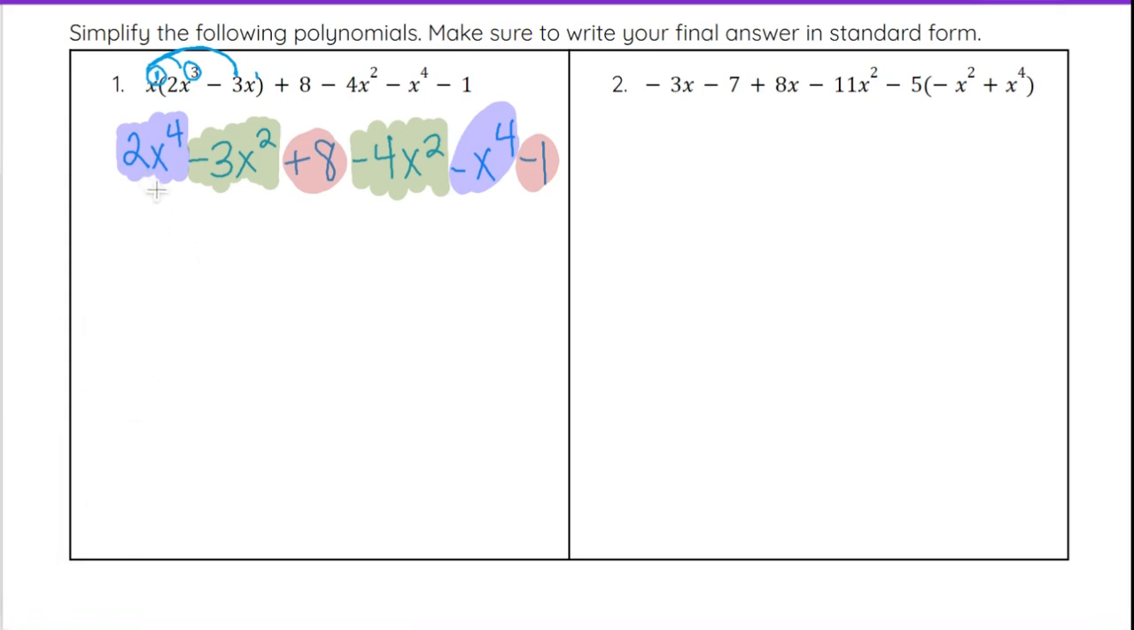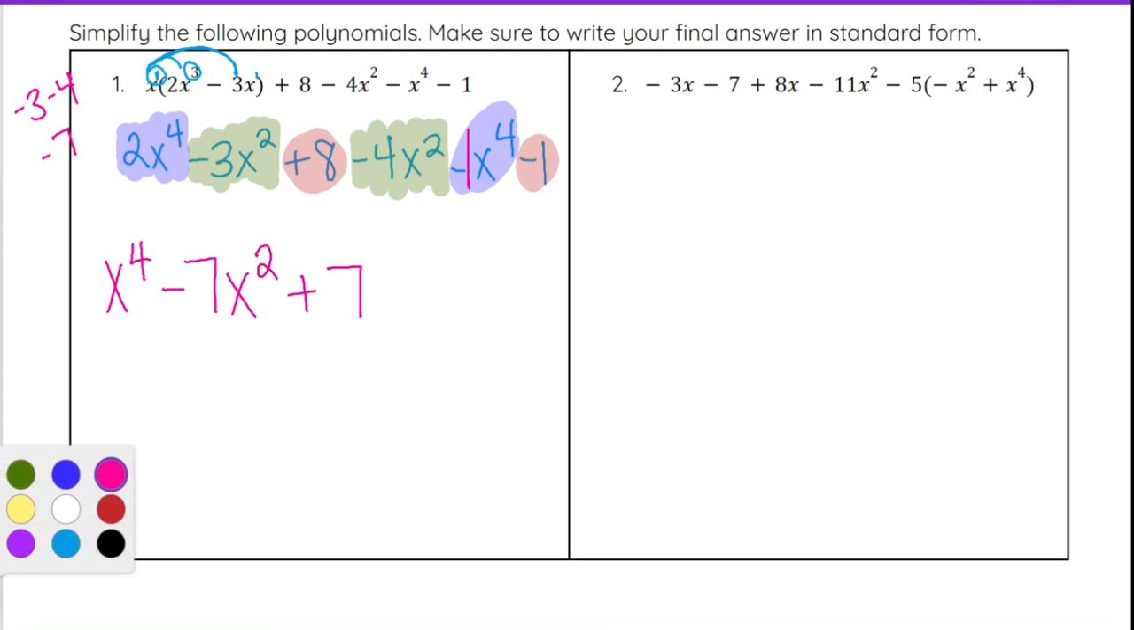So let's take a look at combining those like terms. 2x to the 4th minus, this is like a 1x to the 4th. 2 minus 1 is 1, so this is going to be x to the 4th for our x to the 4th terms. Then for our x squared terms, we have negative 3 and negative 4. When you add negative 3 plus negative 4, or do negative 3 minus 4, you end up with negative 7. So that's going to be negative 7x squared. And then 8 plus negative 1, or 8 minus 1, is going to give us a positive 7.